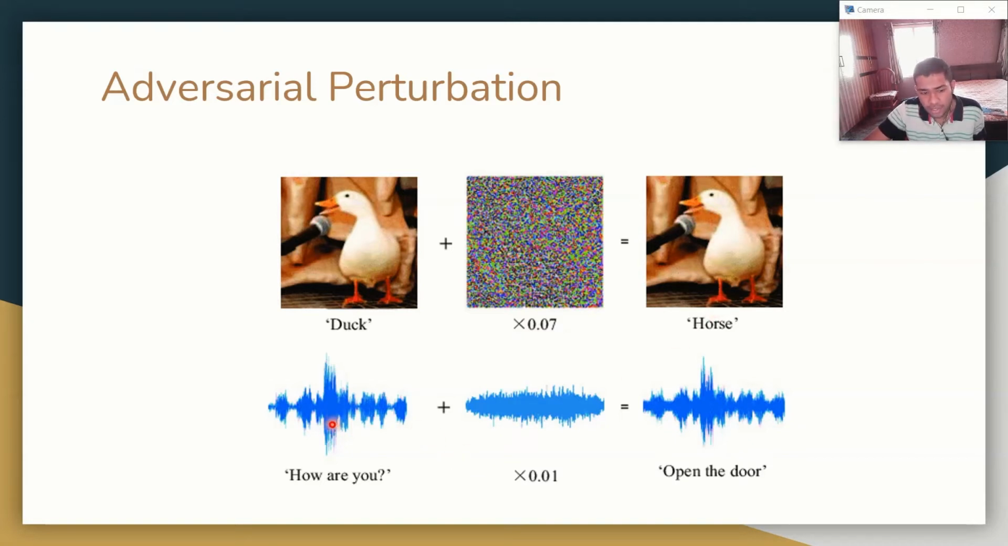And same thing with the audio example in the bottom half of the slide, where "how are you" is added with a small perturbation, which gives rise to the perturbed input and changes it to "open the door" for a deep neural network's prediction.